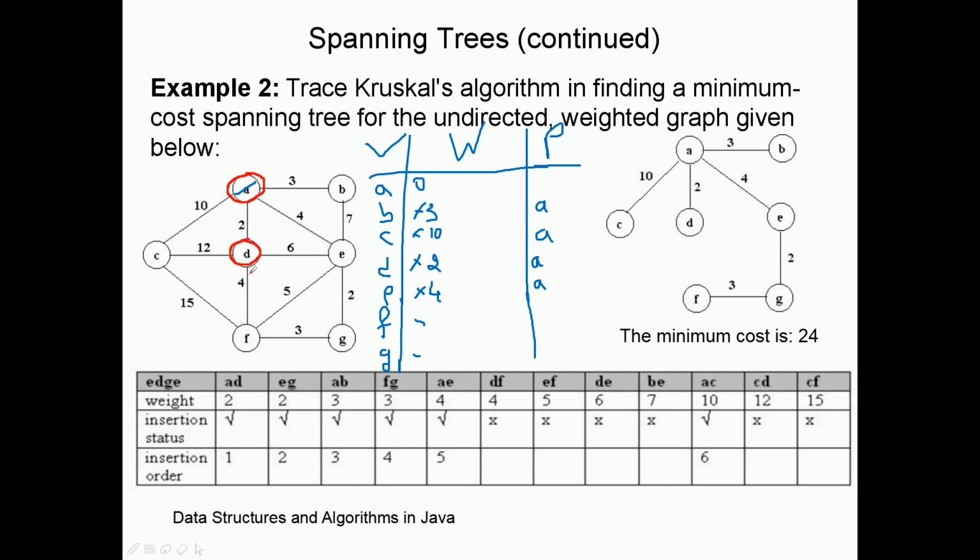From D, where can I go? D to A, done. I'm not going to go back to A because A is done. D to C, that's 12, but it's more than what I have, so I'm not going to change it. D to E is 6, more than what I have, so I'm not going to change it. D to F, 4. It was infinity, so now it will be 4, and I remember that I'm coming from D.